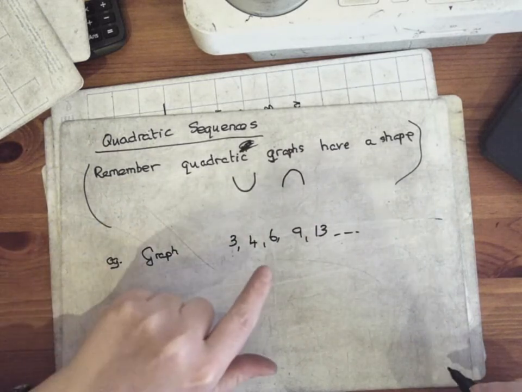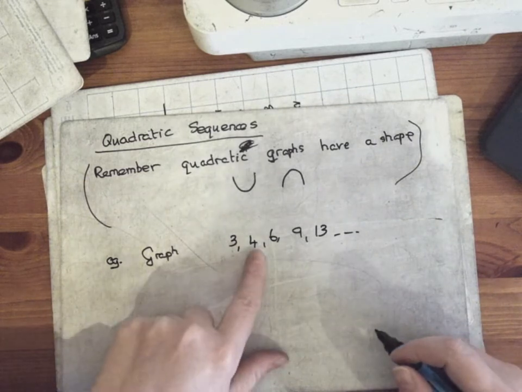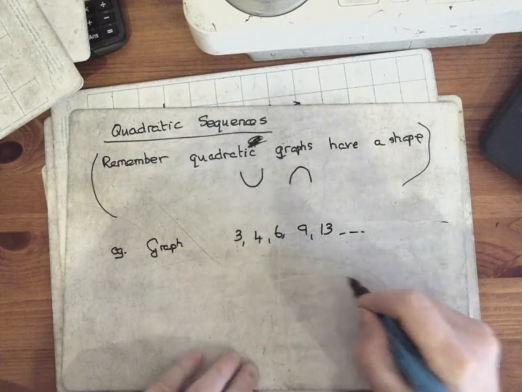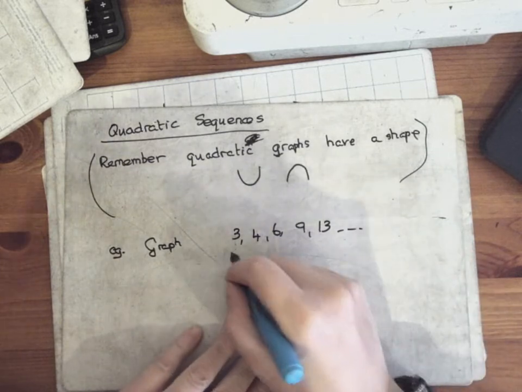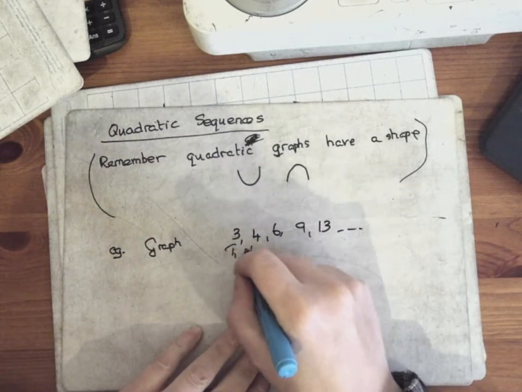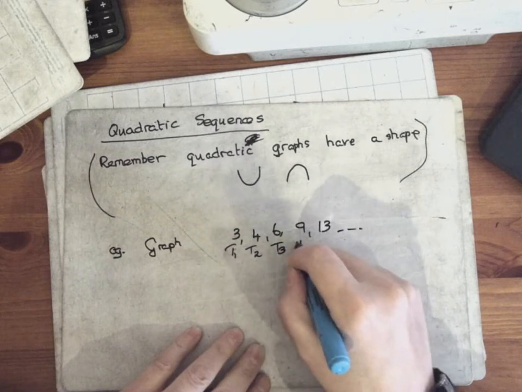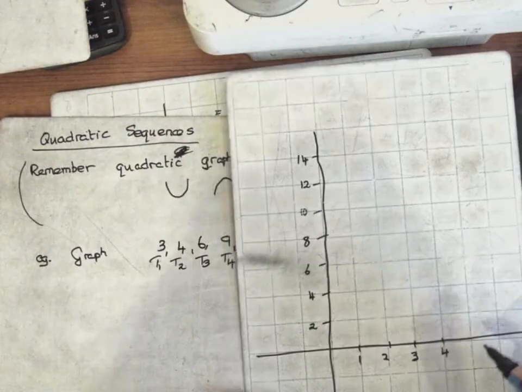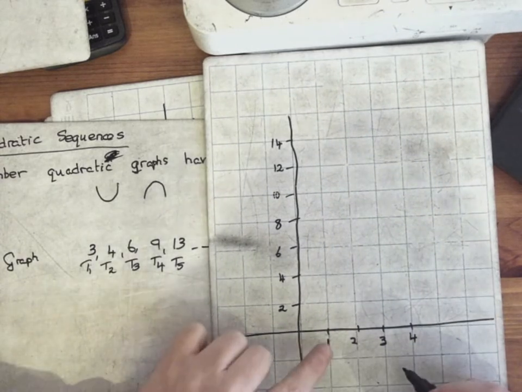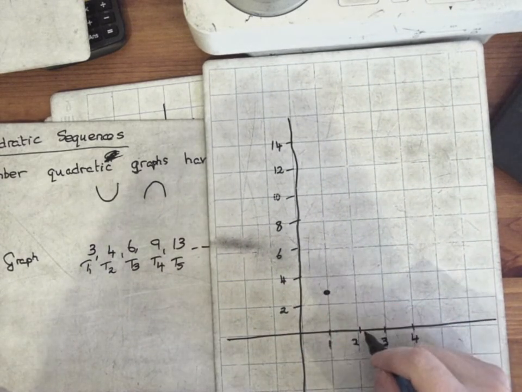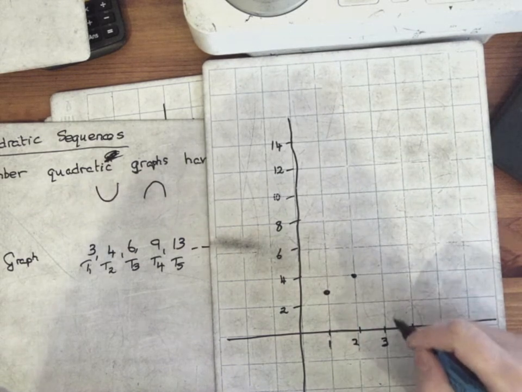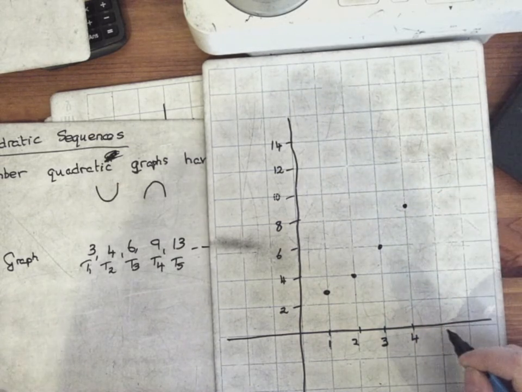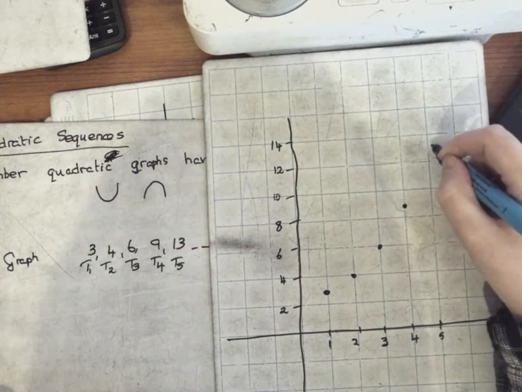So for example, if we look at this one, this is a quadratic sequence. You add 1, add 2, add 3, add 4. And then if you look at the second difference, it'll be 1, 1, 1, 1. So this is a quadratic sequence. This is term number 1, term number 2, term number 3, term number 4, term number 5. Then to graph that, again, the term number is on the x-axis. Term number 1 is 3, term number 2 is 4, term number 3 is 6, term number 4 is 9, term number 5 is 13, and it continues on like that.